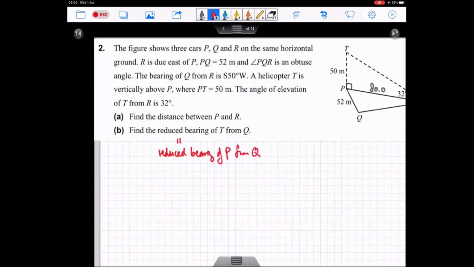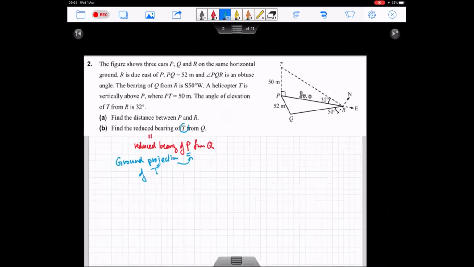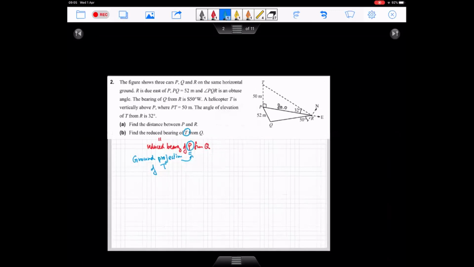Forget about T, all right? We always use the ground projection of T. So what is special about P? It is the ground projection of point T, all right? So the bearing of T from Q is the same as the bearing of P from Q, the point P being the ground projection of T.